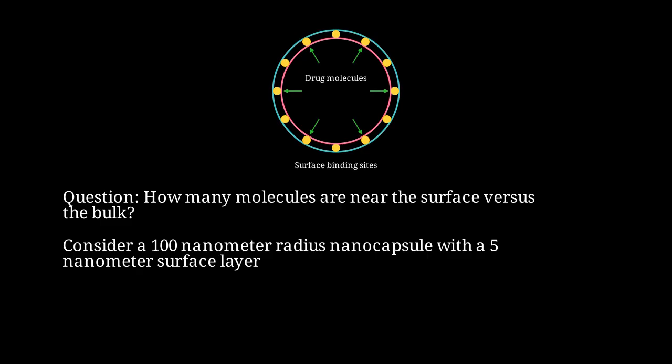Here we see drug molecules inside a nanocapsule. Most molecules are close to the surface and interact with binding sites on the membrane. Let's ask an important question. In a nanocapsule, what fraction of molecules are near the surface versus in the bulk interior? Consider a 100 nanometer radius nanocapsule with a 5 nanometer thick surface layer where molecules interact strongly with the membrane.